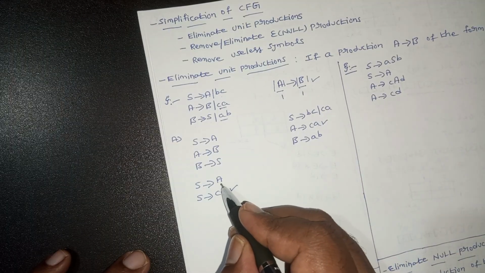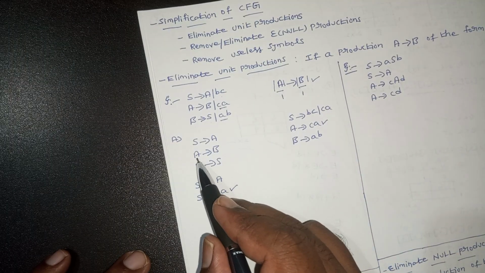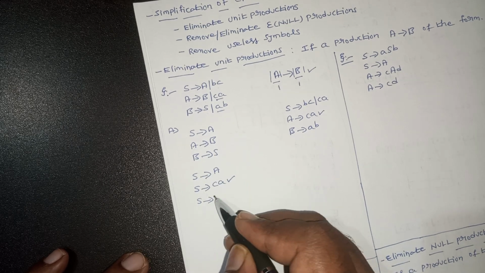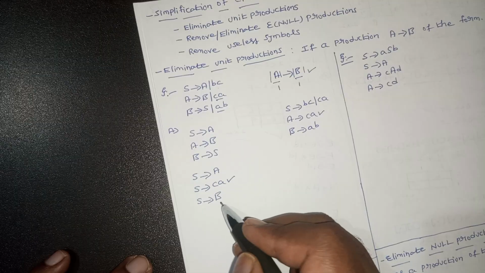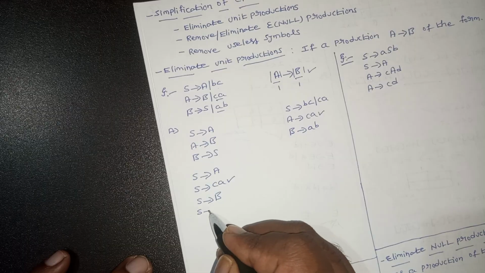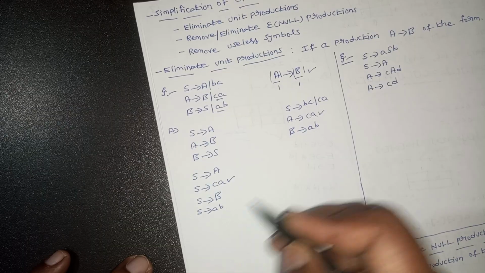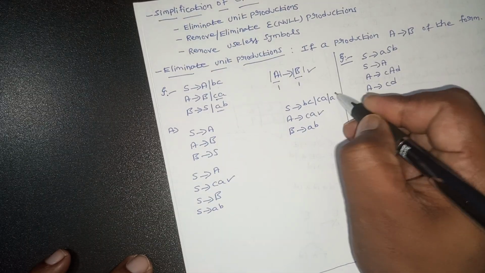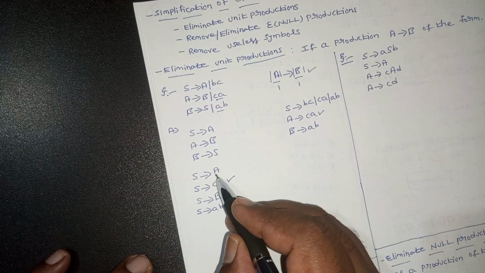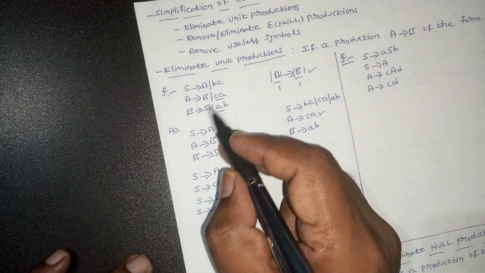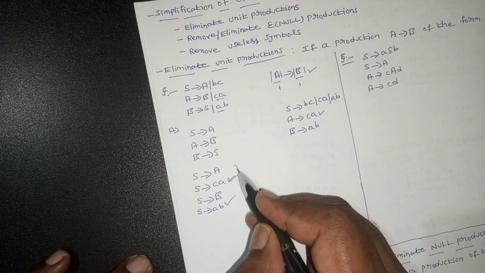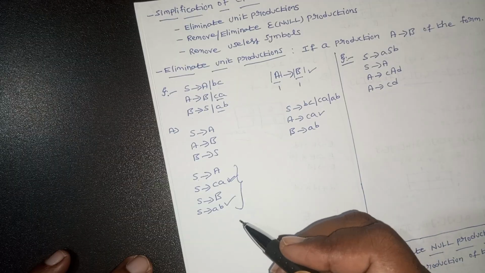So in the place of A, what do you write? A derives B. So then S tends to B. What is B equal to? It is AB. Then S tends to AB. So you write all possibilities. Why? Because S derives A, and indirectly A derives B. So write CA and then AB. In this way you have to remove the unit productions.